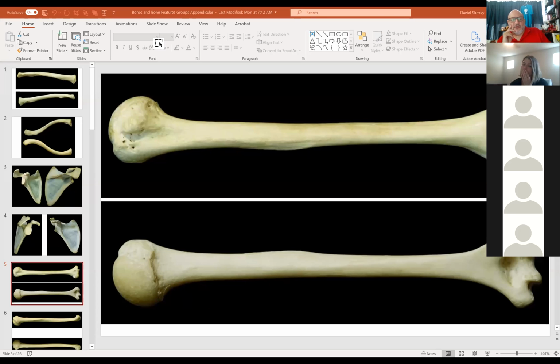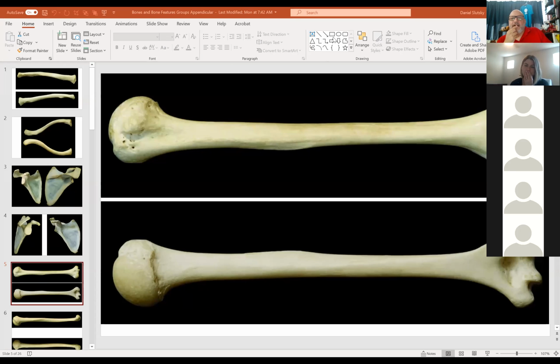So pick any random long bone. Which long bone did I pick? The humerus. Excellent. Is it right or left? I think it's left. Everybody agree?